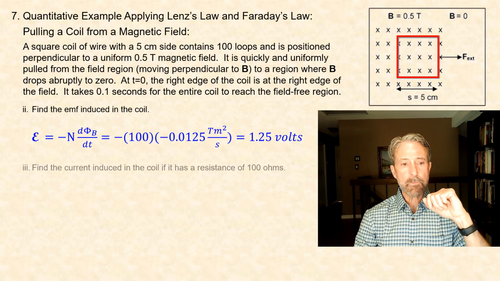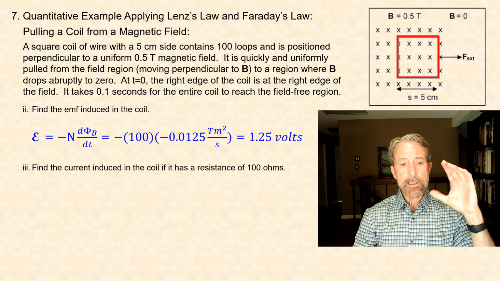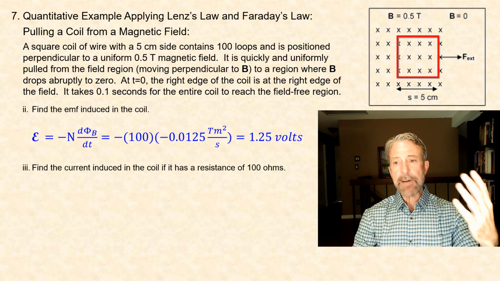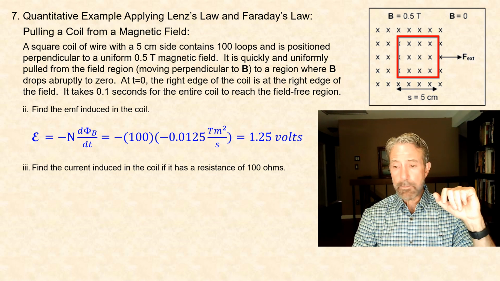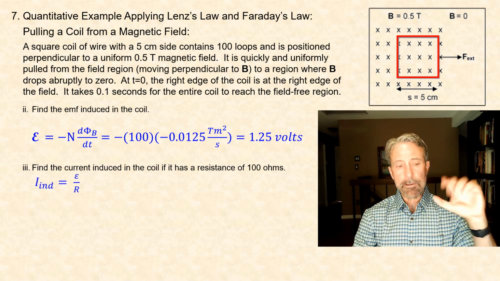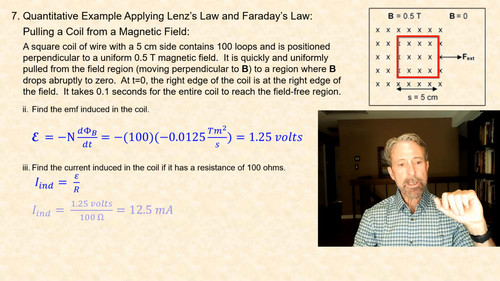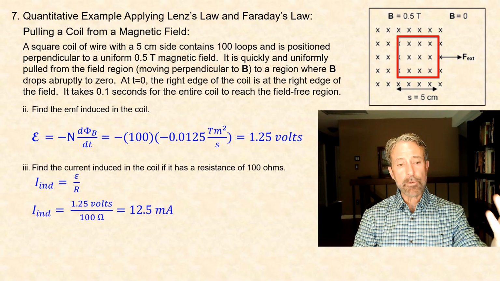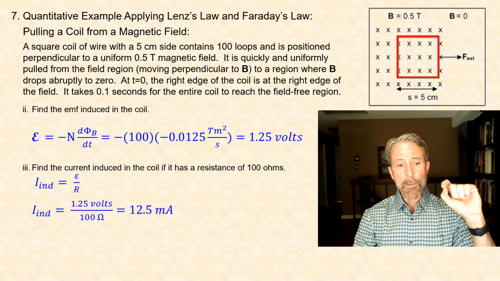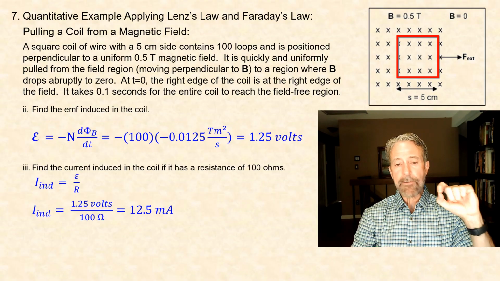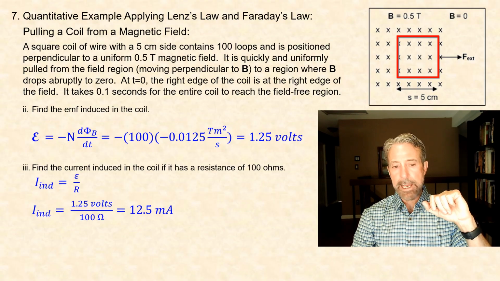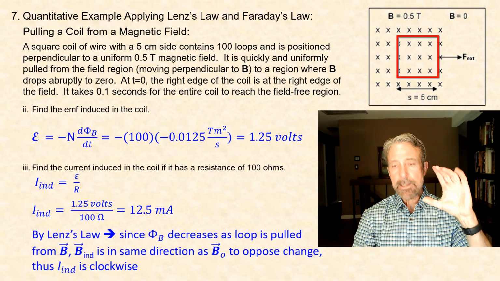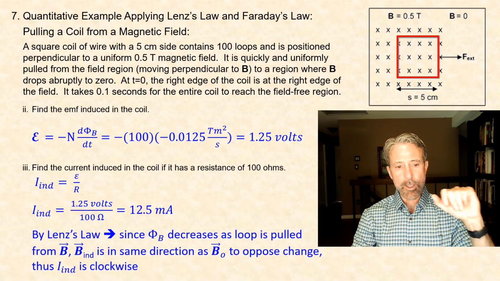To find the current induced in the coil as a result of that EMF, given the fact that the coil resistance is 100 ohms, we simply use Ohm's law to find the magnitude of that current. So substituting in our induced EMF of 1.25 volts, the resistance of 100 ohms, we come up with an induced current to have a magnitude of 12.5 milliamps. Now, to determine the direction of that induced current, this is where we need to use Lenz's law.